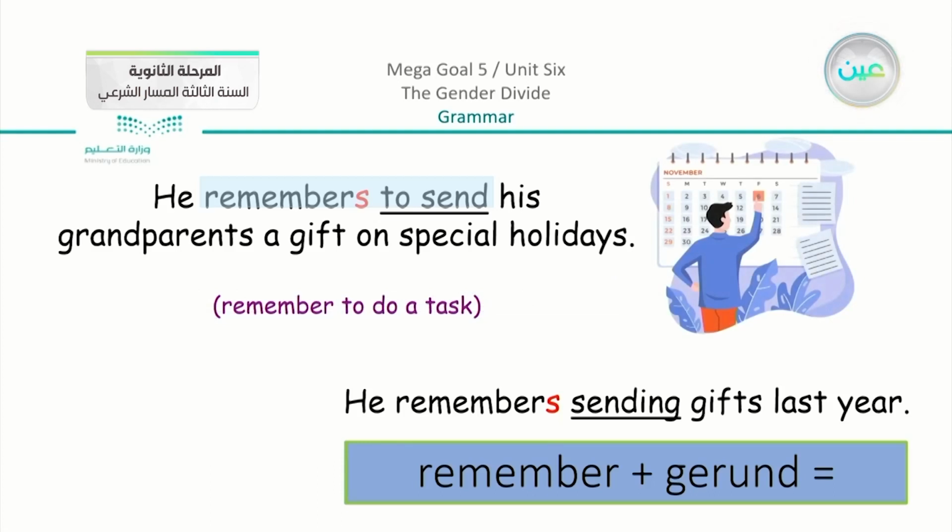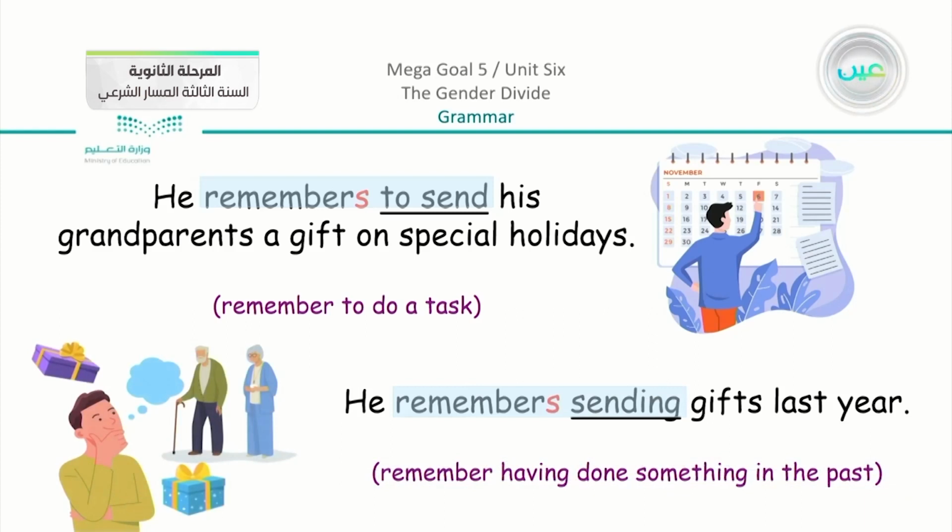He doesn't forget. On the other hand, we have here he remembers sending gifts last night. You can see that we have remember with sending, which is the gerund here. And here it means to remember having done something in the past. So you can see that with the infinitive there is a task that I want to do, and with the gerund, it's something that I remember doing. Note that remember can be used in the past, the present simple, or the continuous. It depends on the sentence. So we have remember.